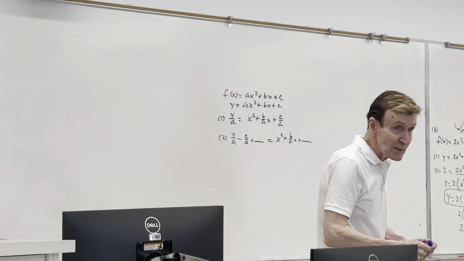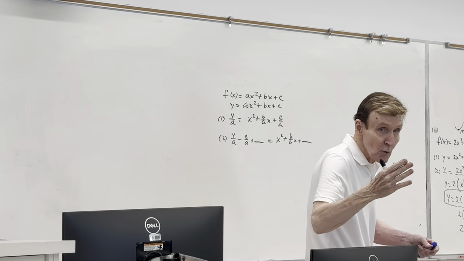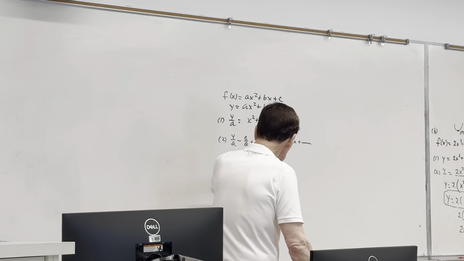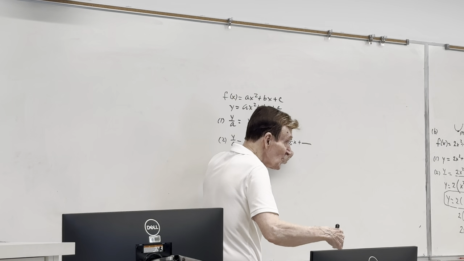Now, how do I find that number to be placed on the blank? You take 1/2 of the middle coefficient. We did those over there. 1/2 of this. It's not 1/2 of 6. It's not 1/2 of 4. It's not a nice number.